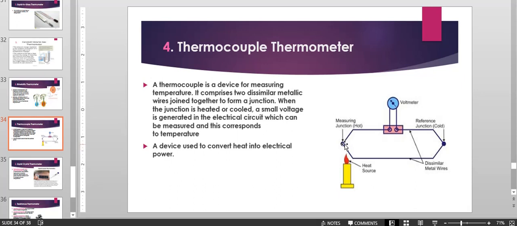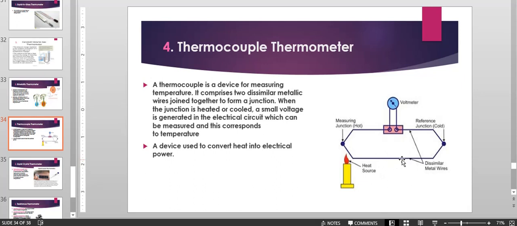Here, as you can see in the picture as well, this is the hot junction and this one is the cold junction. When the junction is heated or cooled, a small voltage is generated in the electric circuit, which can be measured, and this corresponds to temperature. A device which is used to convert heat into electrical power is basically termed a thermocouple thermometer.